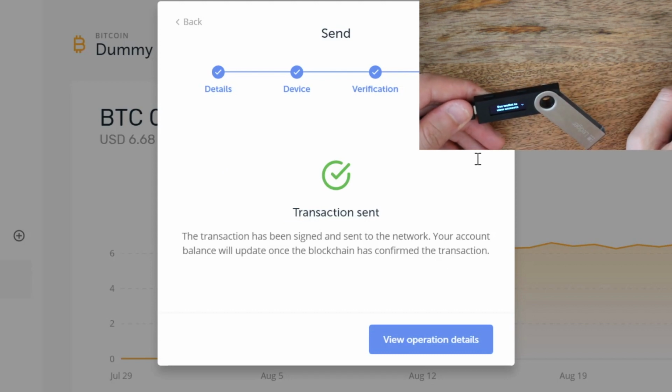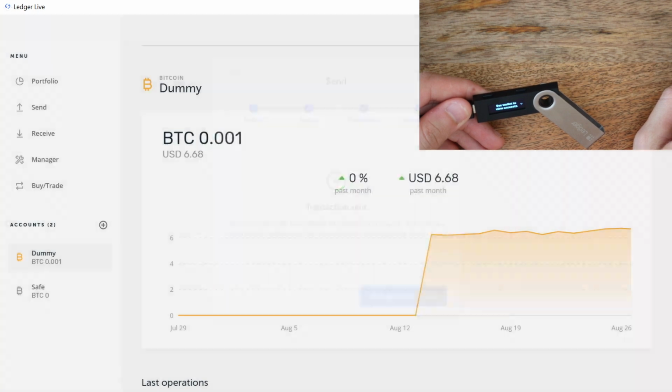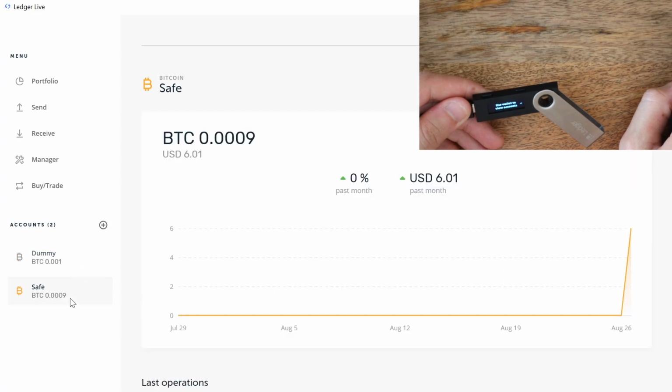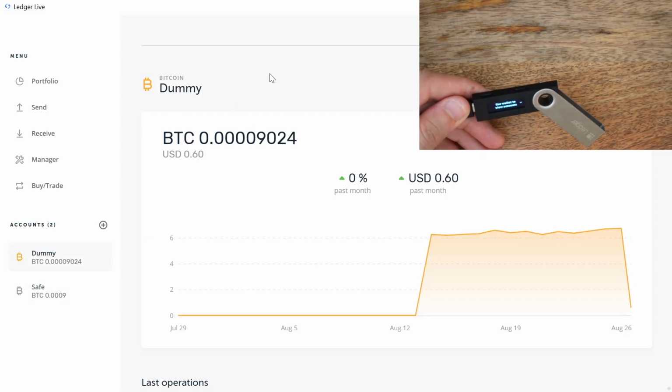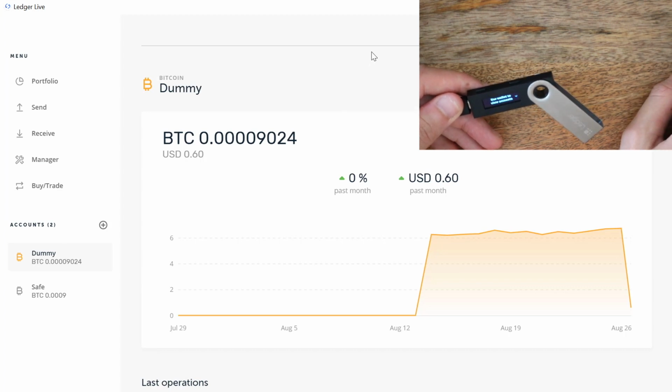Okay. Now we have sent the vast majority of our Bitcoin from the Dummy account to the Safe account. And once those roll over, and there they are, the majority of our Bitcoin is in our Safe account and not our Dummy. So now if someone comes and attacks us, we put in the 13579 pin, and when it initializes, this is the one that will come up. So now your coins are mostly safe.